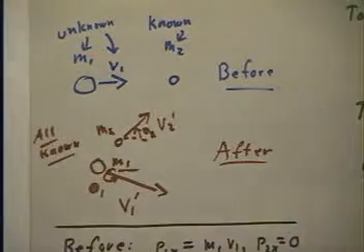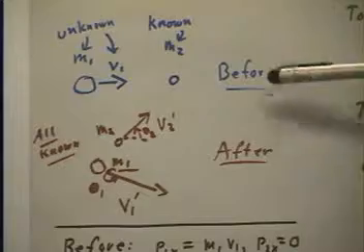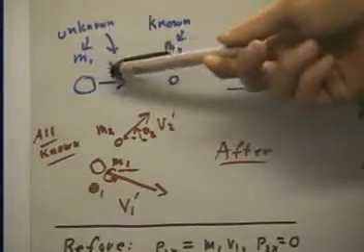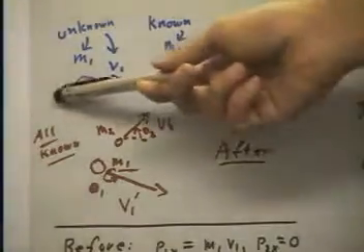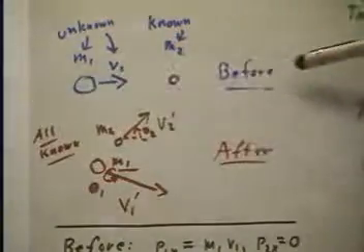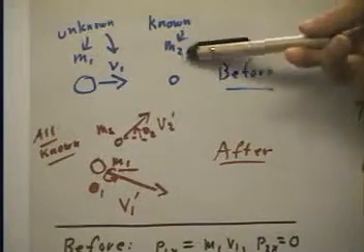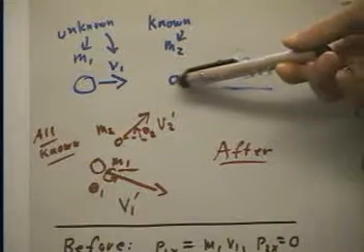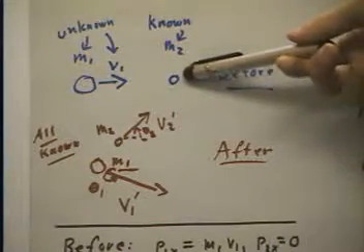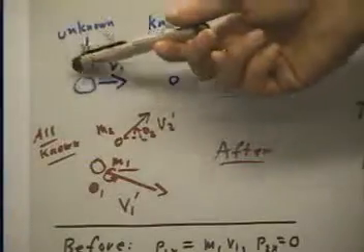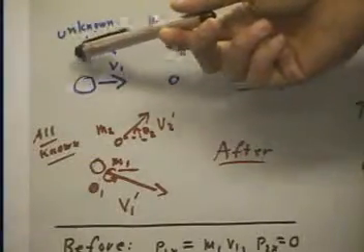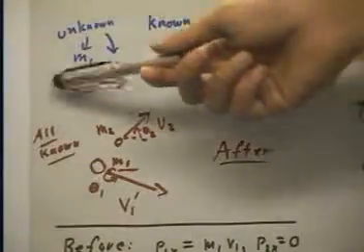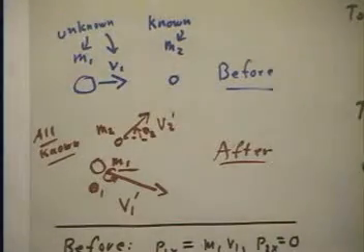Suppose now that we have a collision. Before collision, we have an unknown mass moving at an unknown velocity, but in what we're going to call the x direction, toward a known mass at rest. Okay, so we know m2, we know the velocity of this thing before collision, it's 0. We don't know the speed or the mass of this object, but we do know it's moving in the x direction.